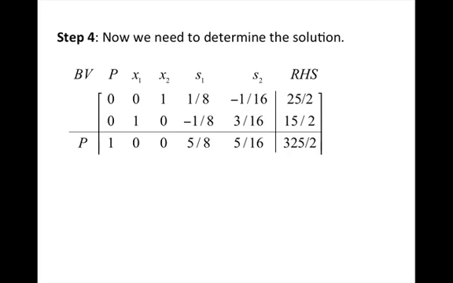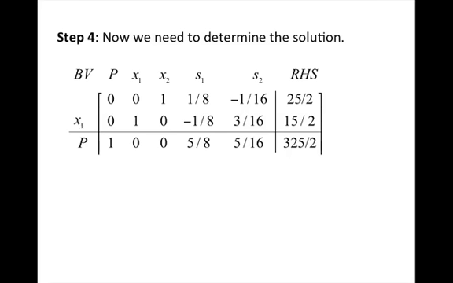Now that I've completed the pivot, I need to label my basic variables. My last basic variable was P, and it did not change. If I look under the X1 column, I've got an identity column. I've got the 1 and the zeros. Since the 1 was in row 2, row 2's basic variable is X sub 1.